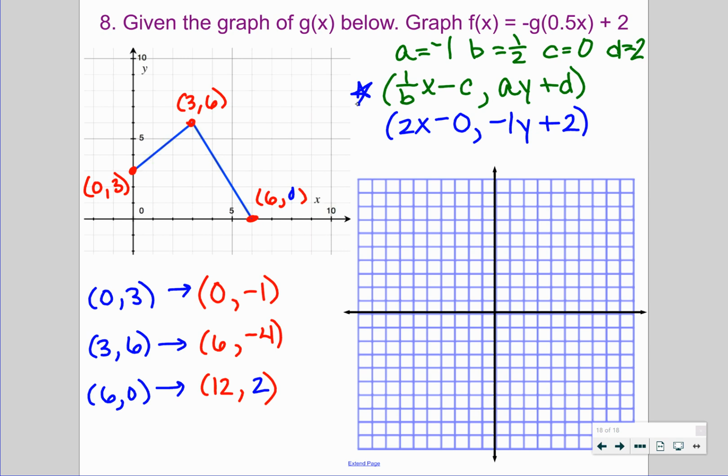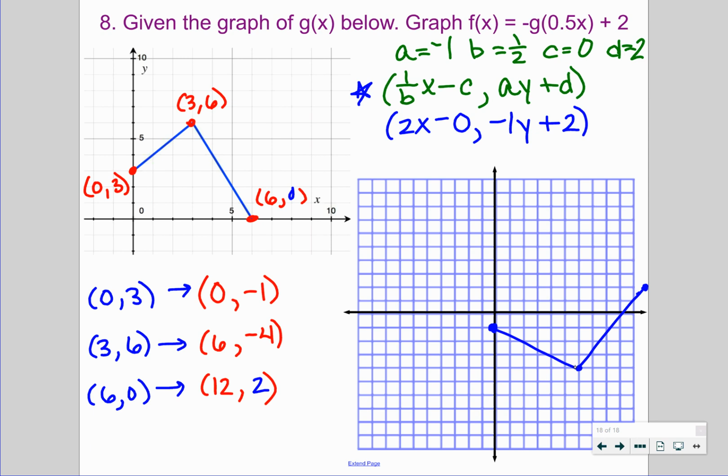Okay. All I have to do is graph them. 0, -1, 6, -4, and 12, 2 is going to be off my graph just a little bit over there. Looks something like that. You should be able to see those transformations. You can see it's been reflected over the x-axis. You can see it's gotten wider, that horizontal stretch of 2. The only one that's a little bit difficult to see is the shift up 2 there. Those are a little harder.